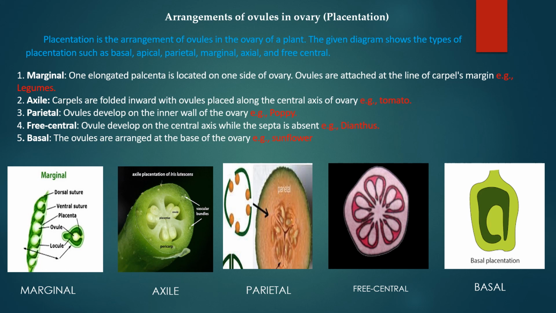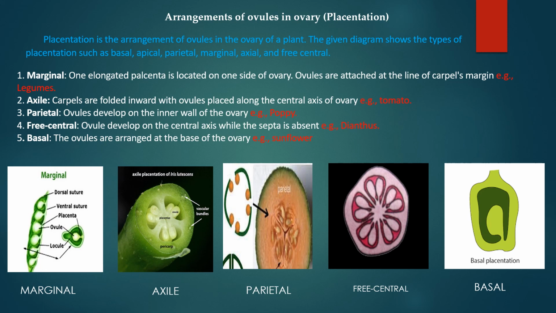Parietal placentation. Ovules develop on the inner wall of the ovary. You can see here the ovules developing on the inner wall of the ovary, and this is called parietal. Parietal means periphery, the periphery of the ovary wall. Example, in the case of poppy.